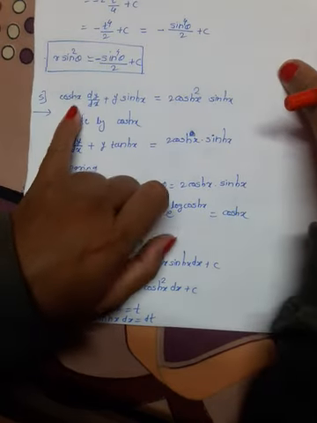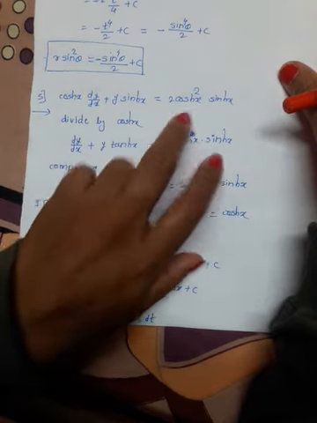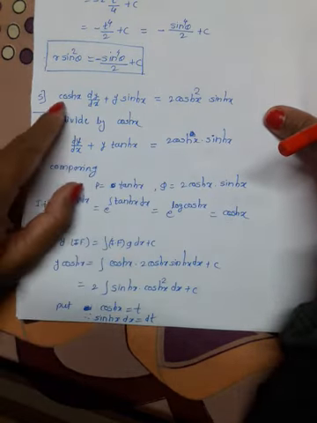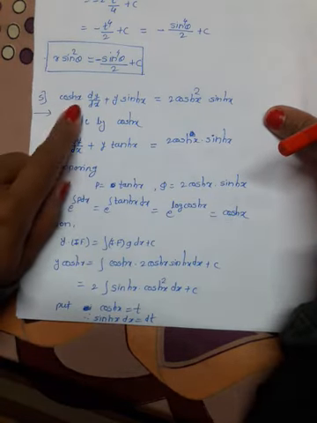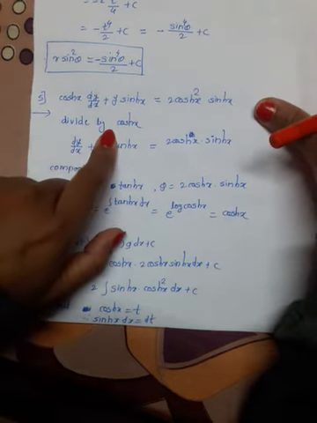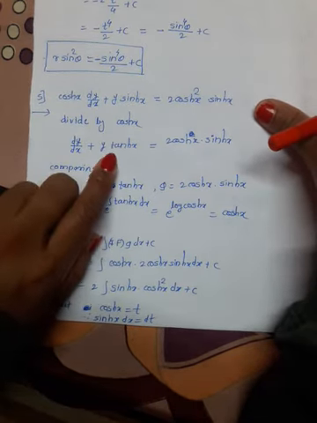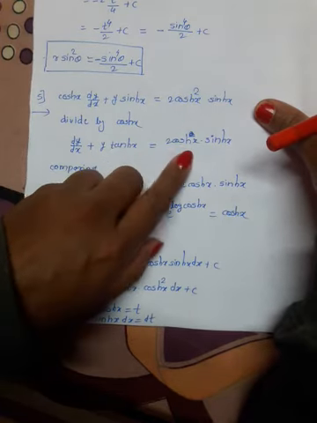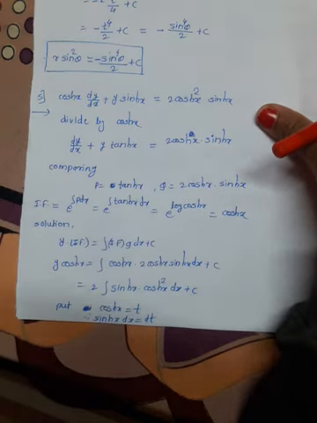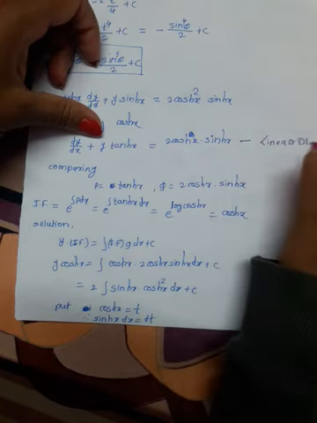Next example, cos hyperbolic x dy by dx plus y sine hyperbolic x is equal to 2 cos hyperbolic square x sine hyperbolic x. Now again we don't need this cos hyperbolic here. Coefficient of dy by dx should be 1. That's why divide throughout the equation by cos hyperbolic x. We get dy by dx plus y sine hyperbolic upon cos hyperbolic, which is tan hyperbolic x, is equal to 2 cos hyperbolic, one cos hyperbolic will cancel, and sine hyperbolic as it is. Now this is a linear differential equation.